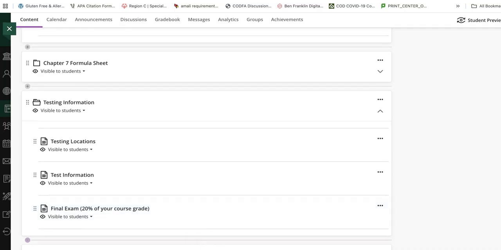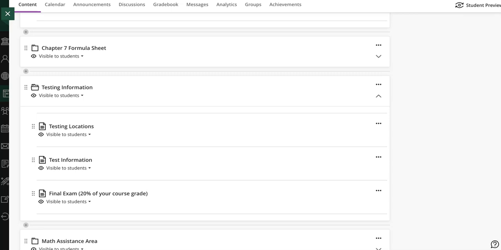Okay. The last bit of information that you'll see in the Blackboard site is information on the math assistance area. The information on the math assistance area tells you about, other than getting help from me, another location where you can get help in our pre-calculus course.